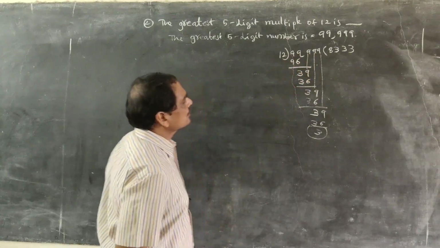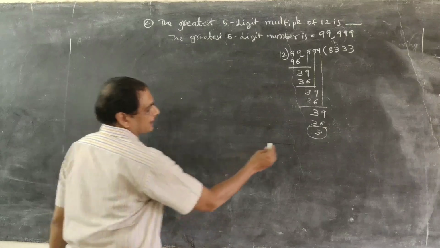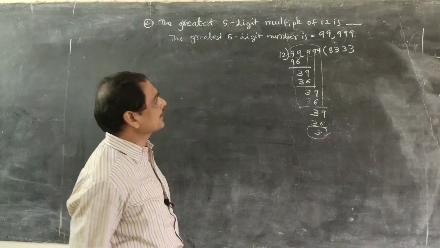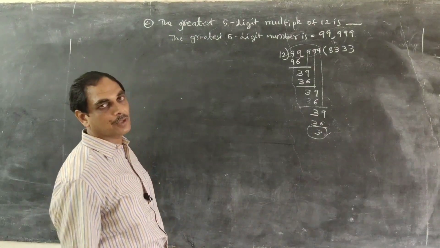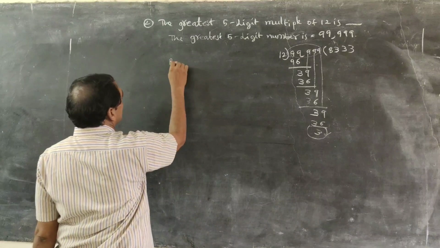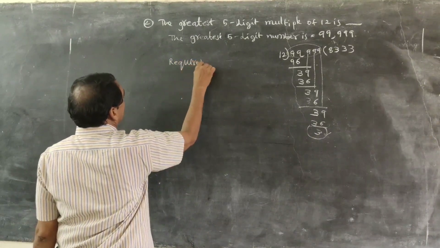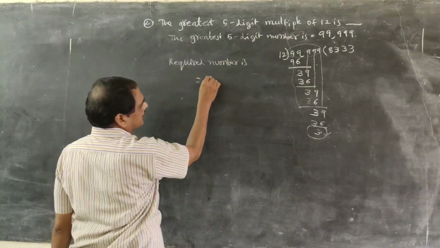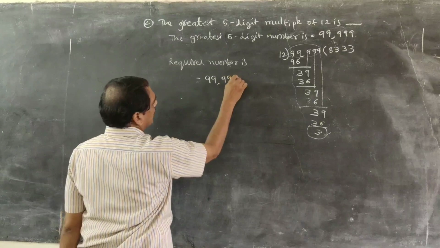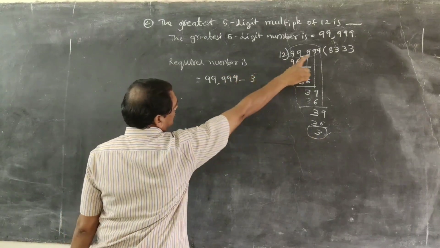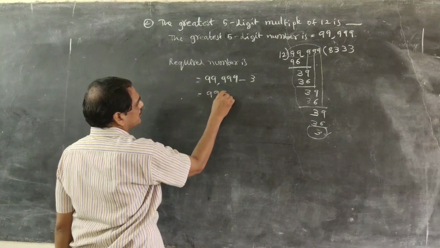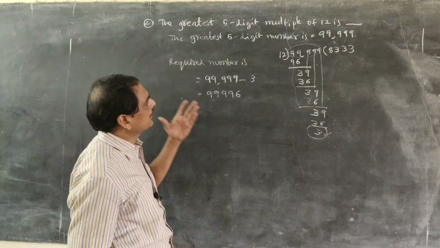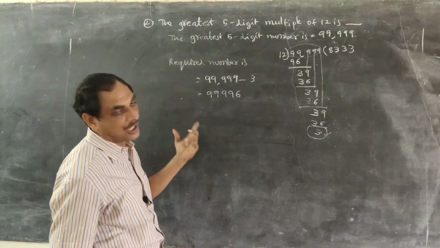To find the greatest 5-digit multiple, we subtract the remainder from the greatest 5-digit number. We get the greatest 5-digit number which is a multiple of 12. So the required number is equal to the greatest 5-digit number minus the remainder, which is 99,996. Now we check whether the number is divisible by 12 or not.